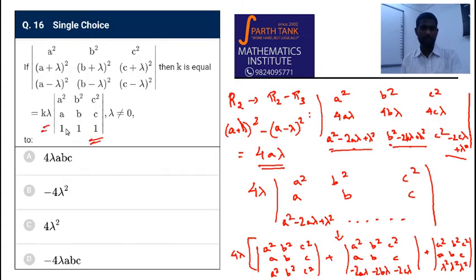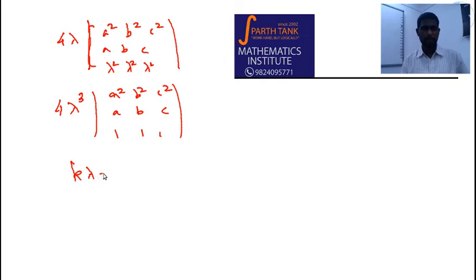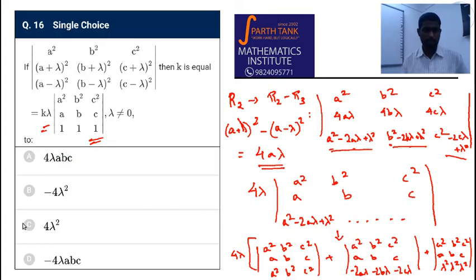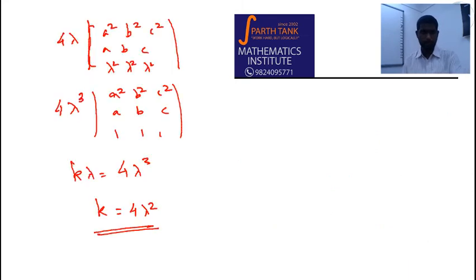So k lambda should be equal to 4 lambda cubed. And if lambda is not equal to 0, I cancel both lambdas, 4 lambda squared. So k should be 4 lambda squared. Option C, 4 lambda squared.